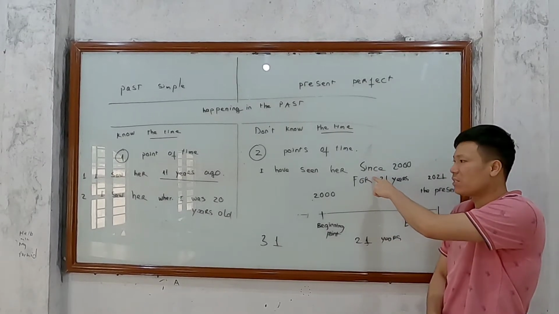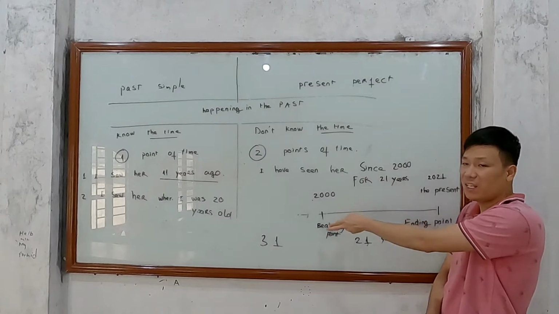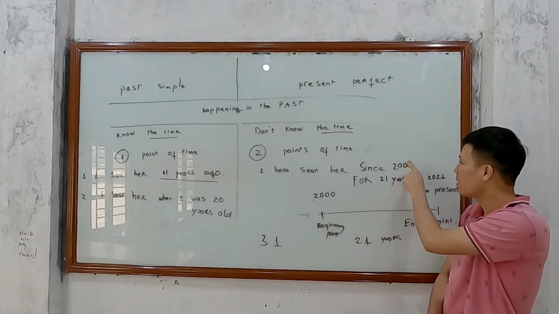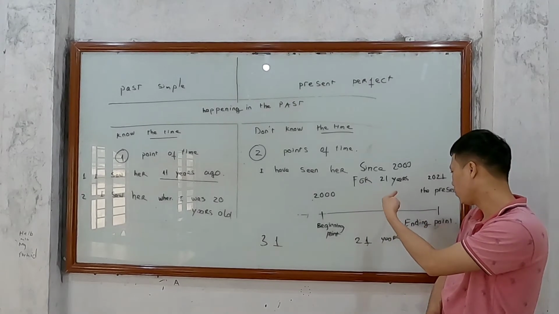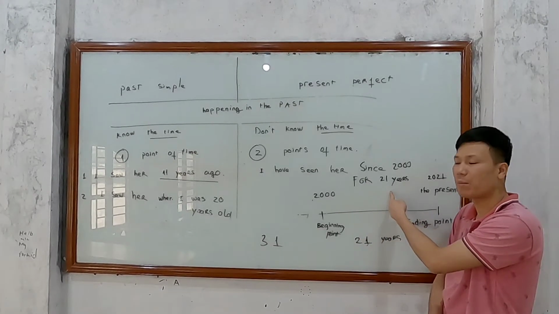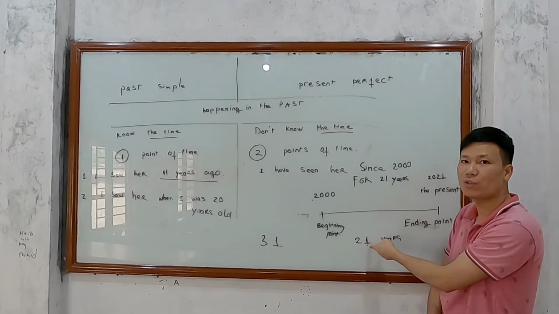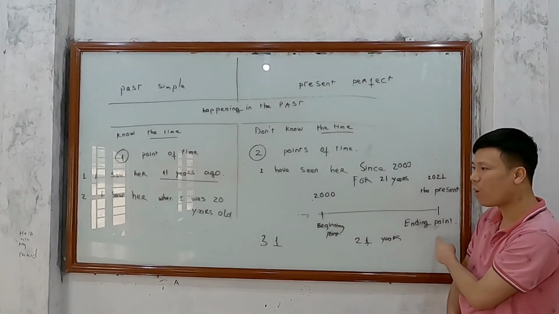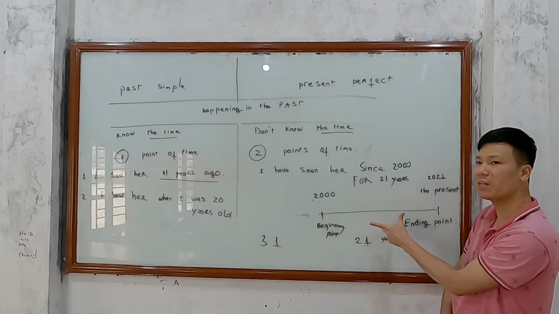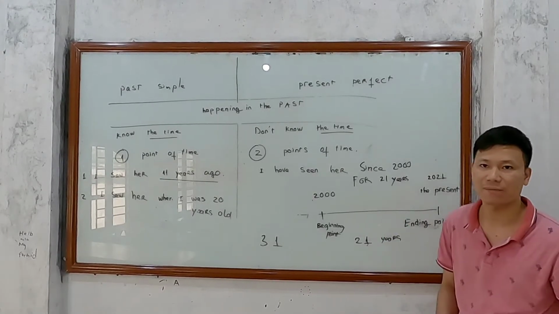We use since plus the beginning point. We use for with the period of time: 21 years. From the beginning point to the end point, it's a period of time, 21 years.